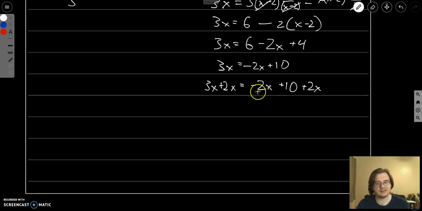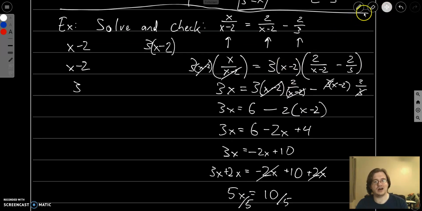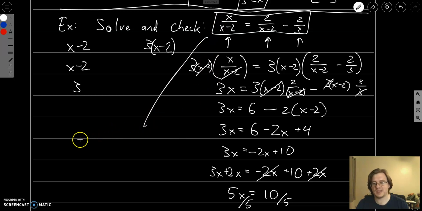Why am I adding? So that the negative 2x and the positive 2x will cancel, and I'm left with 5x is equal to 10. Dividing both sides by 5, not 4, I get 2. And again, when we come back up here, we look at our original equation, and we look to see if we can plug 2 in. So let's take 2, and we'll take 2 minus 2 on the bottom.